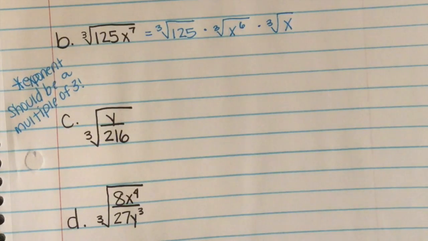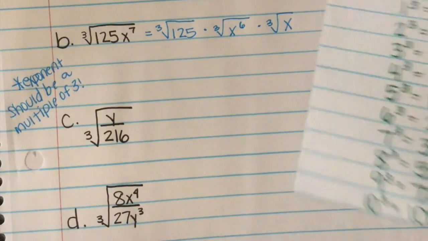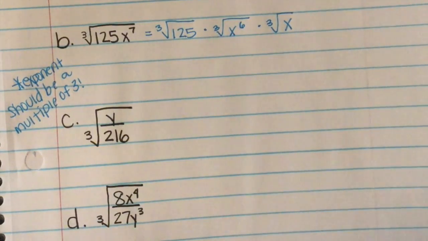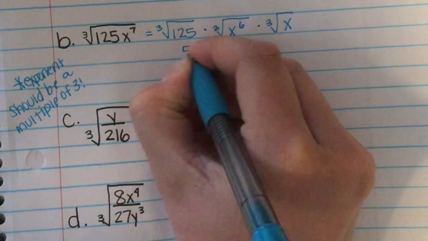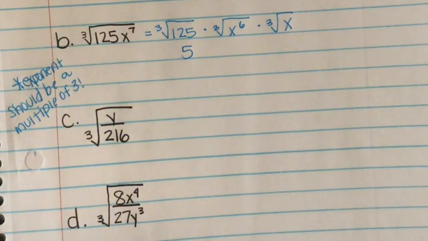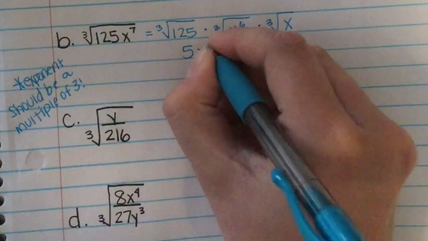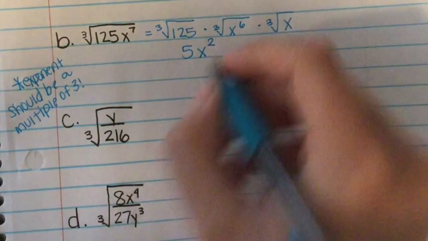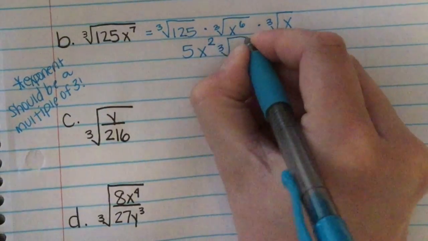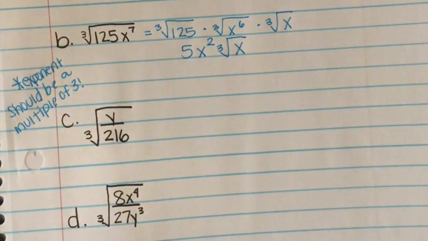So now I can go ahead and simplify again the cube root of 125. That's where this little cheat sheet comes in handy. The cube root of 125 is 5. The cube root of x to the 6th power is x squared. And then all that I have left over, this is going to be multiplied by the cube root of x.